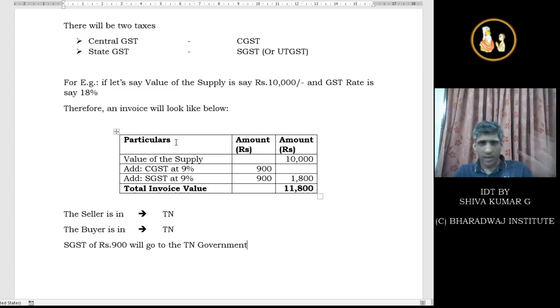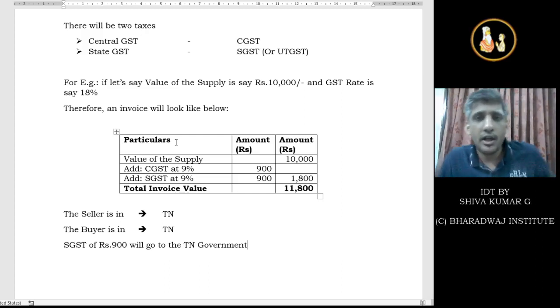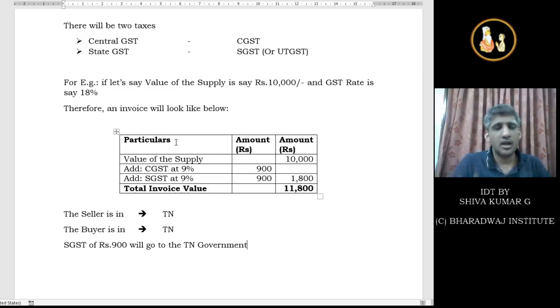Tamil Nadu to Tamil Nadu, money will go to Tamil Nadu. Andhra to Andhra, money will go to Andhra. Kerala to Kerala, money will go to Kerala. UP to UP, money will go to UP. All 28 states and 8 union territories, 36 I can say, money will go to that state or union territory. Correct? There is no word called that in English, but still, that's the English we understand. Excellent. So the money will go to that state government or that union territory.